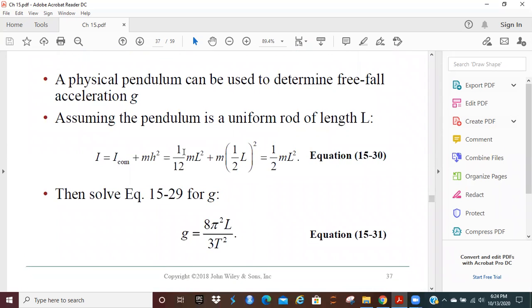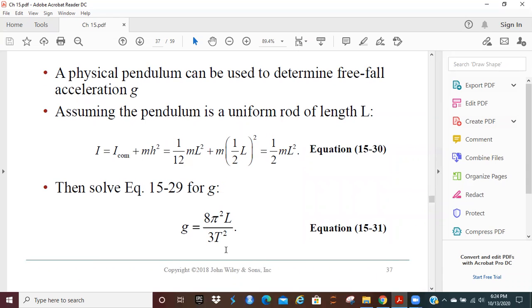And a physical pendulum can be used to determine free fall acceleration g. So assuming the pendulum is a uniform rod of length L, then we go through and compute its center of mass. If we solve this for g, we come up with g is equal to 8 pi squared L over 3 times the square of the period.